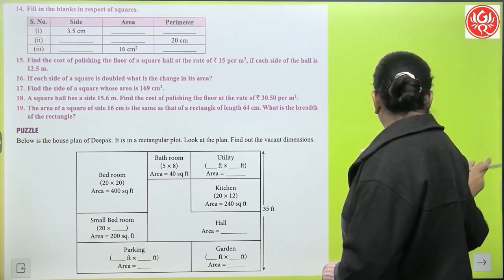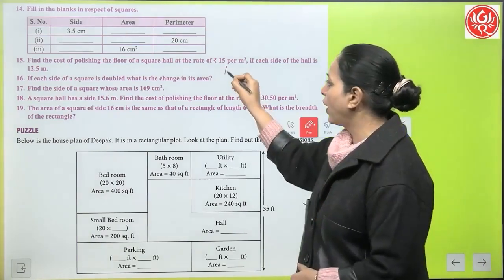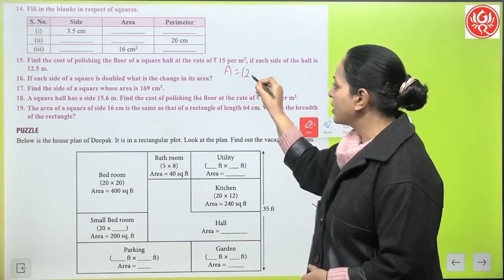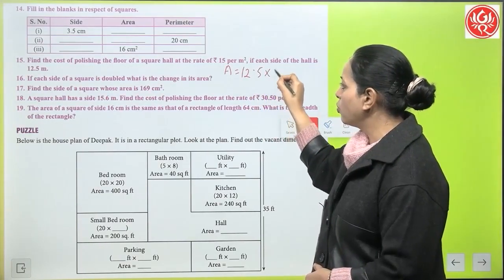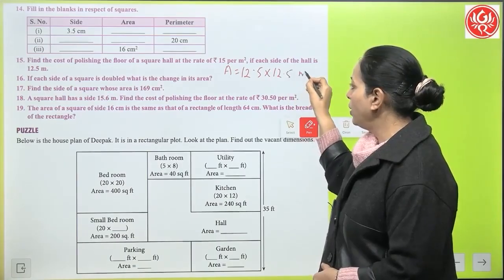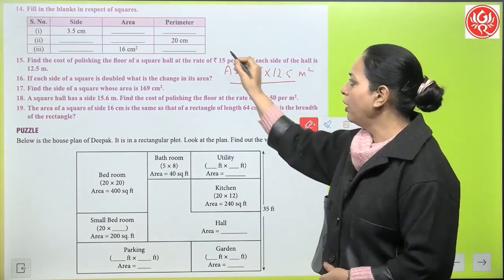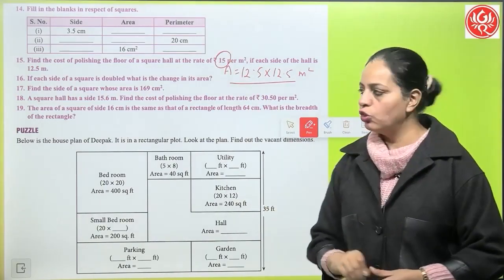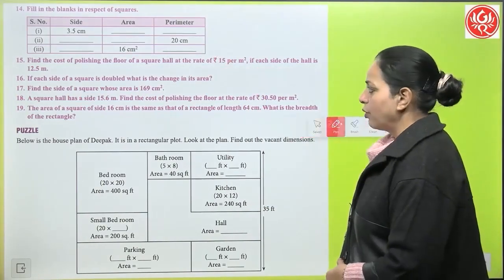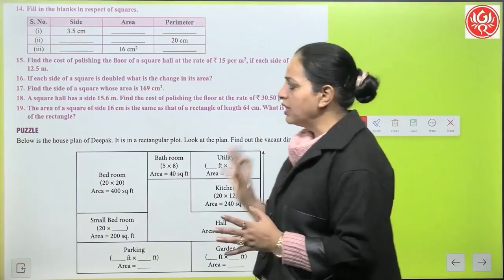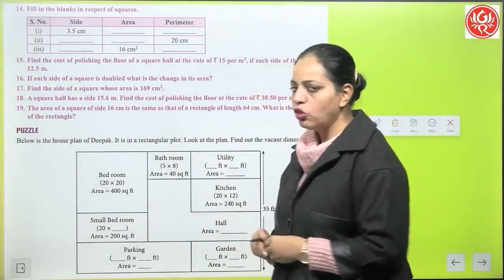तो इसमें भी हम क्या करेंगे? First of all, we have to find the area. Area is 12.5 into 12.5 meter square. तो जो भी area आएगा then multiplied by rupees 15. You will get the answer. Okay. So I hope these are clear to you. You can try remaining questions.